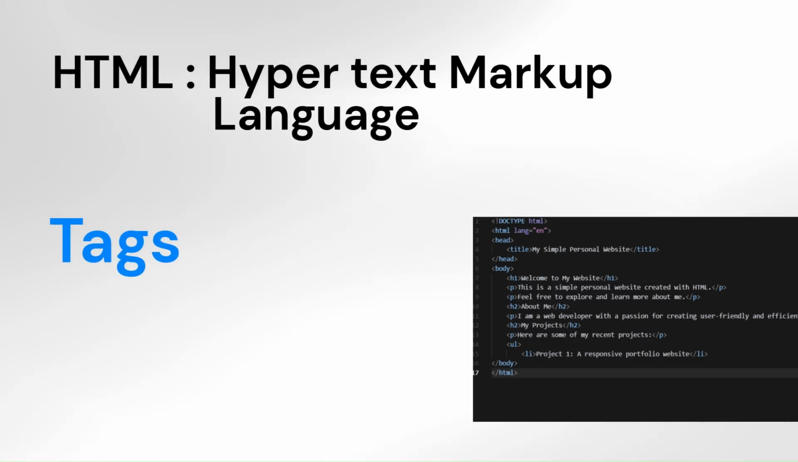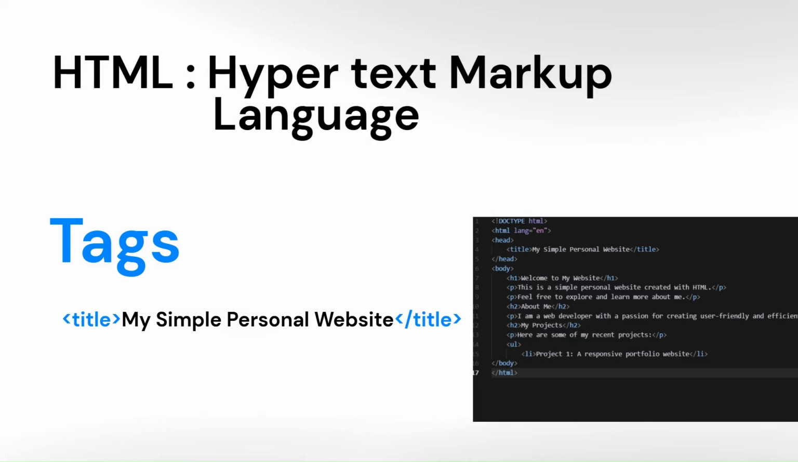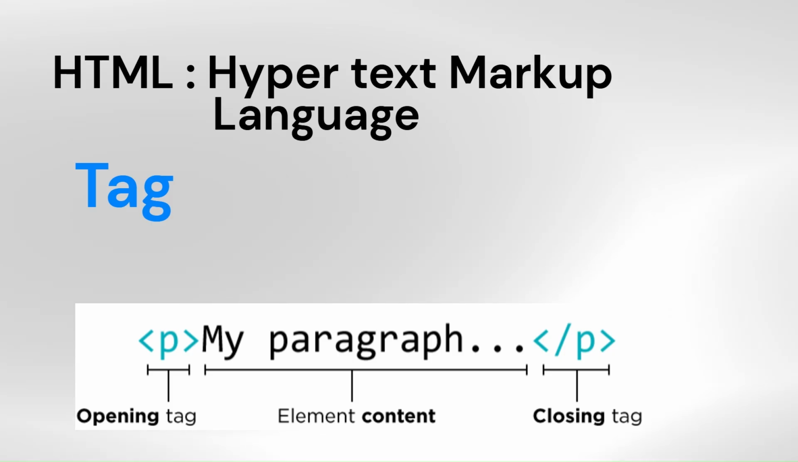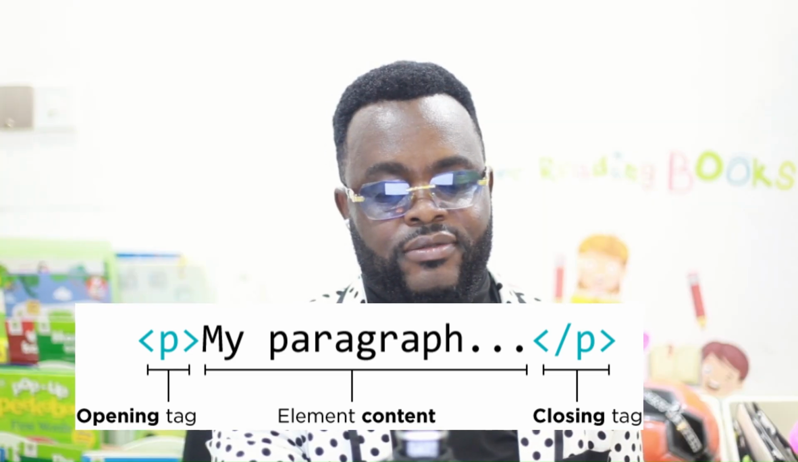HTML uses tags. A tag tells the computer this is a title or this is a paragraph. A tag has an opening and a closing tag. The closing tag has a forward slash to show it's the ending. Everything between the opening and the closing tag is the content. That is what will be displayed on your web page.